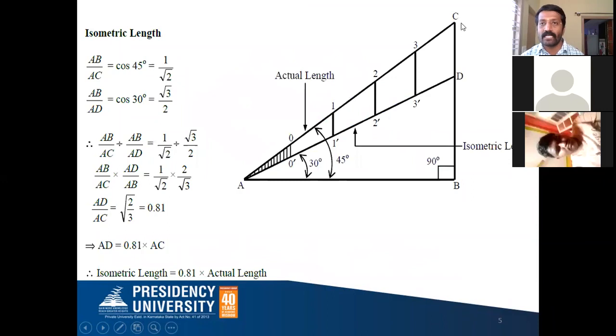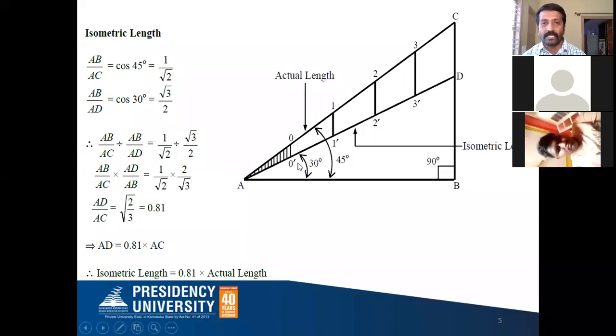See, ABC is one right angle triangle, ABD is one more right angle triangle, and AD inclination is 30 degrees, where the isometric length is taken, and AC, which is drawn on the 45 degree line, is the actual length of the object. So let me discuss here how to get the apparent length or the isometric length.